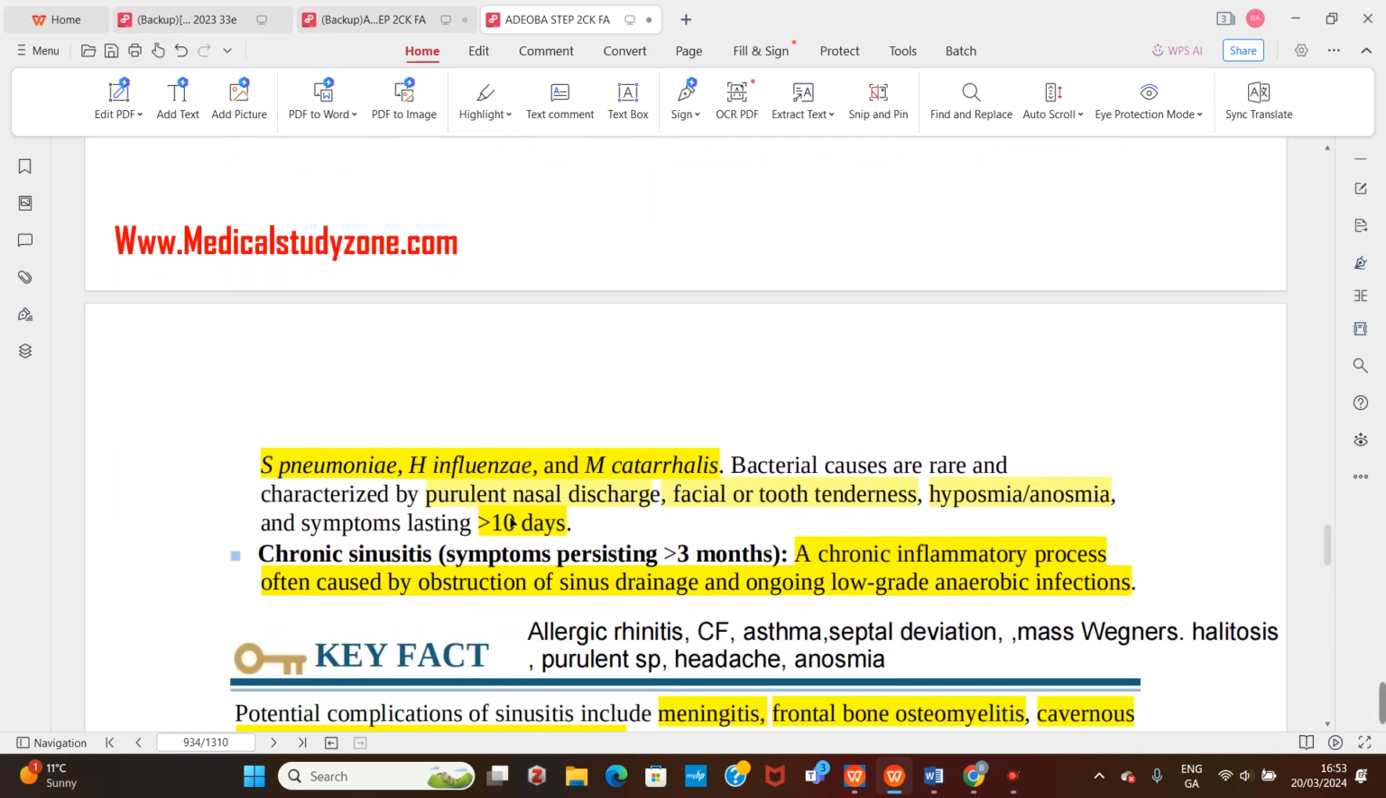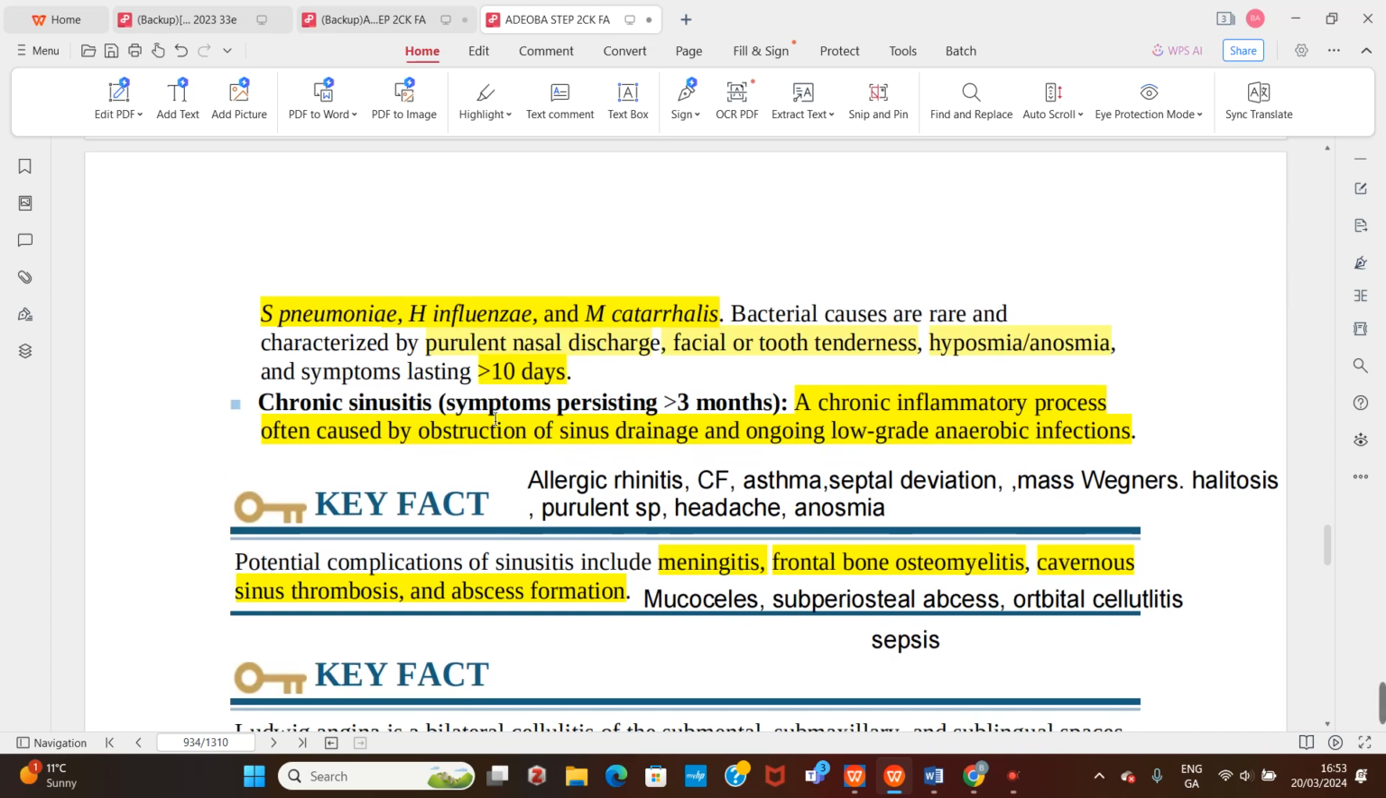So normally the virus will have resolved within 5 to 7 days, but if you are seeing that the nasal congestion, the nasal discharge, the facial tooth tenderness is lasting for more than 10 days, you want to have a high suspicion for bacterial superimposition.